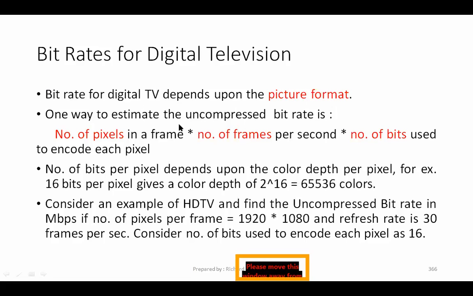One way to estimate the uncompressed bit rate is how many pixels are there in a frame. Each frame will contain a few pixels. Pixels are the smallest unit of probably a photo or a video. So the number of pixels in a frame, and the number of frames per second, which becomes the frame rate, into the number of bits used to encode each pixel. So these encoding and decoding algorithms also play an important role in your picture quality.